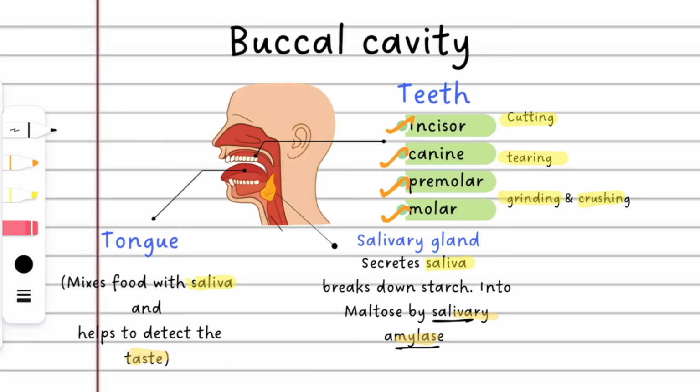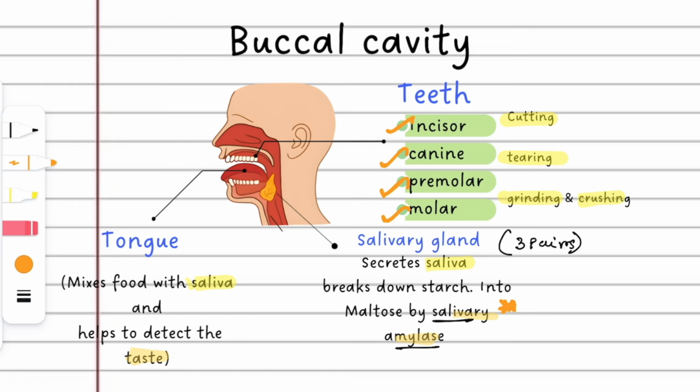There are 3 pairs of salivary glands inside us. We need to remember this. Salivary glands not only secrete saliva, but within the saliva we have an enzyme called salivary amylase. This is a very important part. You need to remember that salivary amylase breaks down starch into maltose, and from here onwards the partial digestion of carbohydrate starts. So the parts of the mouth are complete here.